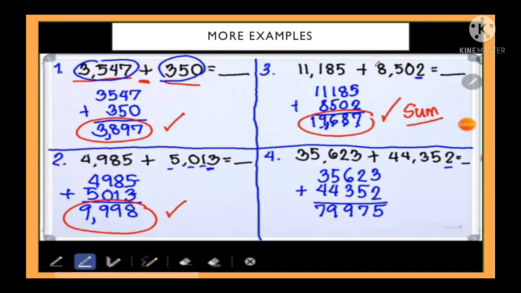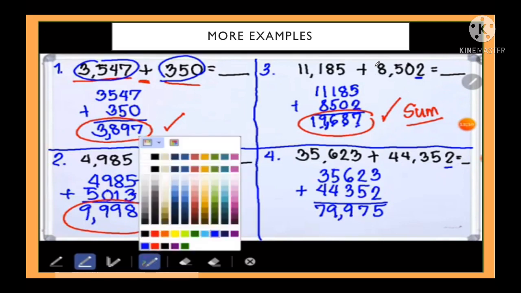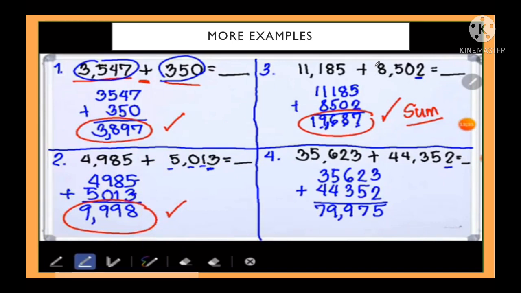Now, where do I put my comma here? Between 9 and 9. Yes, very good. So, we'll put here the comma. So, can you read our answer? Our answer is? Good job. 79,975. Very good.